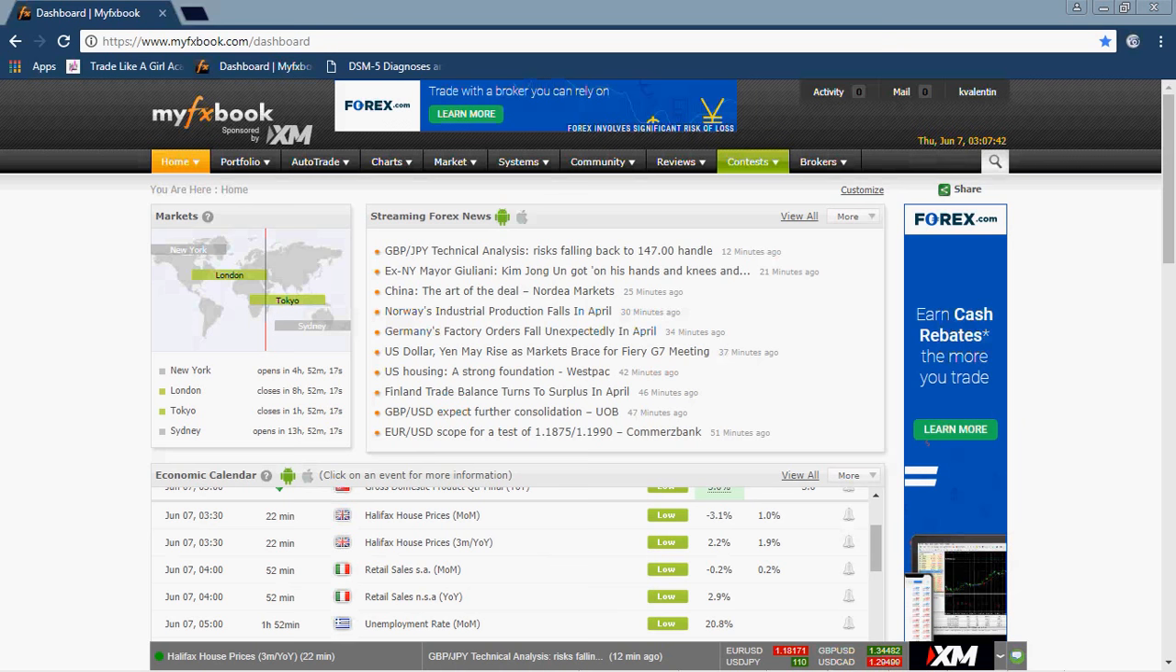So the first thing that I do is I go to my FX book. When I open up my FX book, I immediately just look right here at this little map. It's so simple, but I just love this little map. It gives you a visual of what trading session you're in, how long you have until it closes, and when the next one is going to be opening. So it's just a nice little visual map of the trading session.